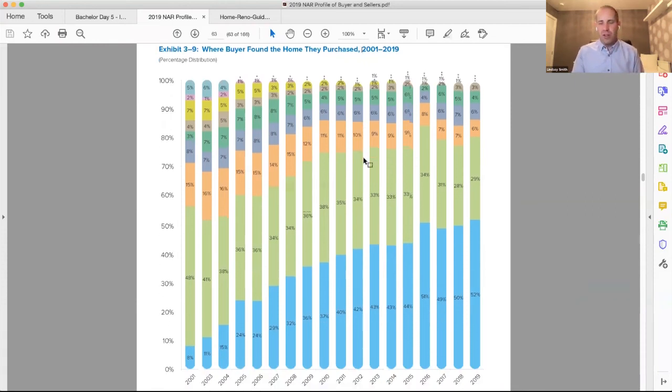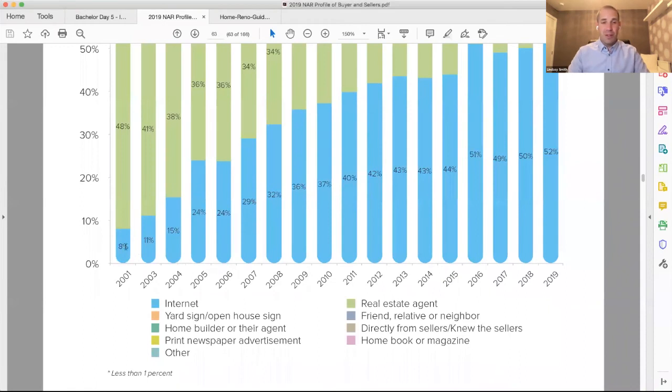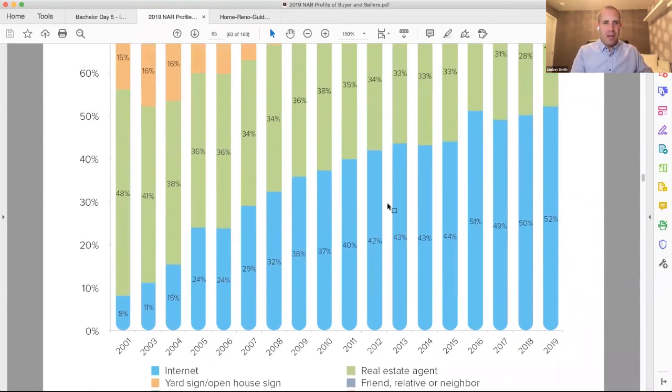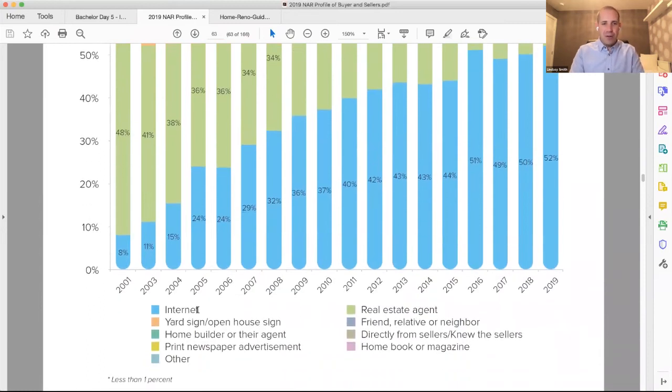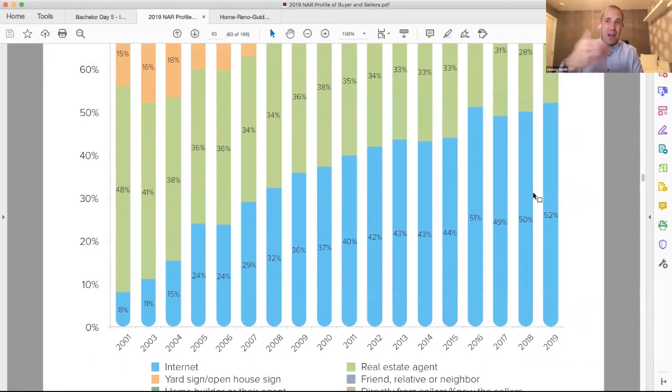So here's all these pretty little graphs and numbers, and the way this goes is kind of from left to right and top to bottom. So the first one, and I'll zoom in on this a little bit so you can see all the numbers too, and this is amazing because you can actually see how these items have changed over time. So right now, internet. How many people do you think found the home on the internet? Well, back in 2001, it was 8% of people, but now 52% of people found it. So better than half are going to find the home on the internet.